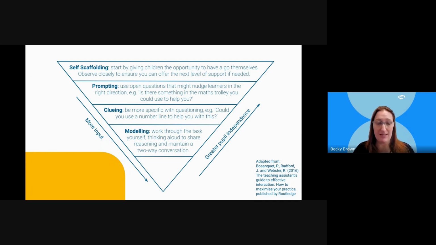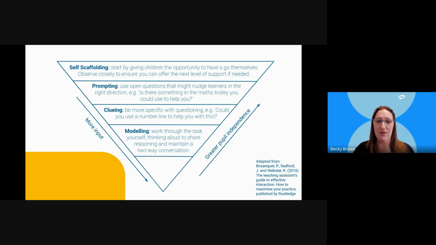Of course, and we've all been there, you've done your prompts, you've done your clues, you've given as many clues as you think you possibly can, and there still is a barrier to get any further. So this is where modelling might come in, and modelling is something that's used in maths all the time, and hopefully you're seeing your teachers do it all the time as well.